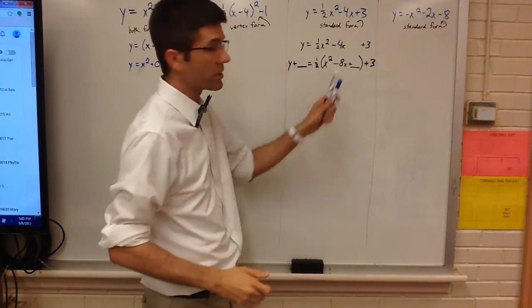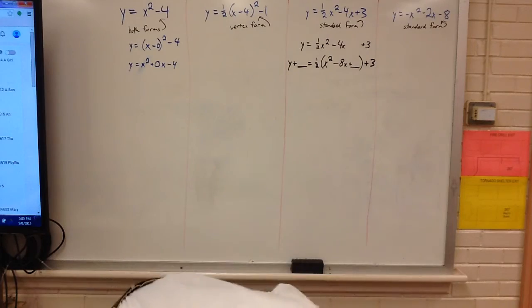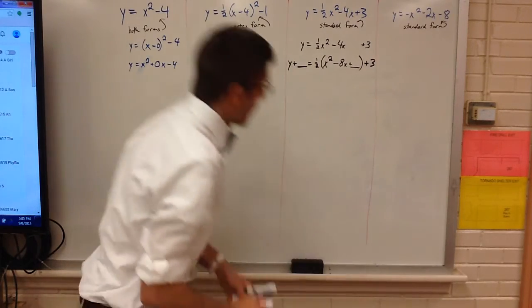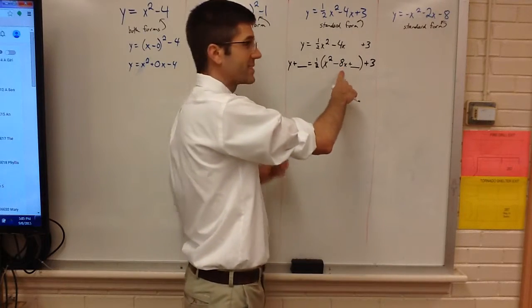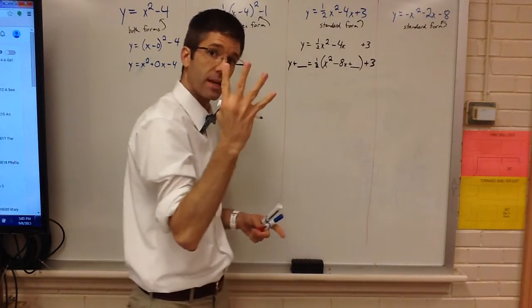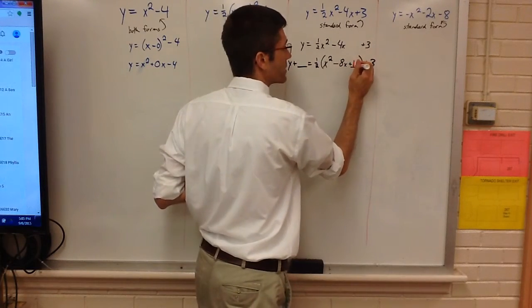Okay, what goes in this blank? Let me pick up my red pen and I'll tell you. The number that goes in this blank is what I do: I take the number with my x, then I half it, and then I square it. And that gives me 16 right there.